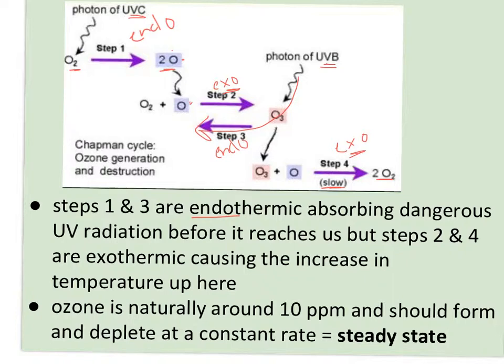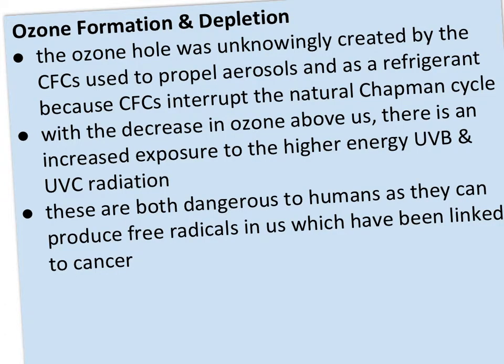It should form and deplete at a constant rate if we're not adding any more crap into our atmosphere to disrupt this cycle, and it's known as a steady state. Back in the 70s and before that, but especially in the 70s as air conditioning and refrigerants and aerosols became popular, we were using a chemical called CFCs, chlorofluorocarbons, to propel the aerosols and to run our air conditioners. And what we didn't know is those CFCs were traveling up into the upper atmosphere, and they were disrupting the natural Chapman cycle.